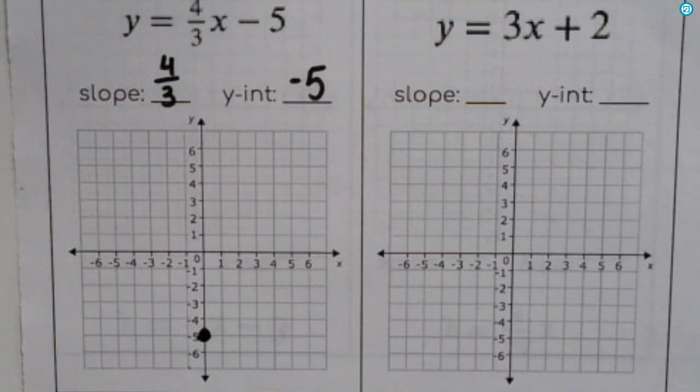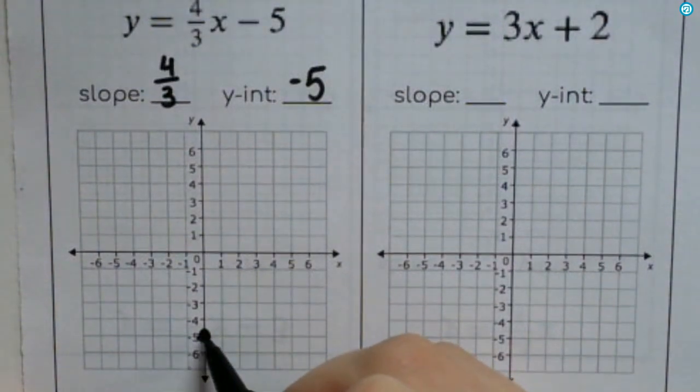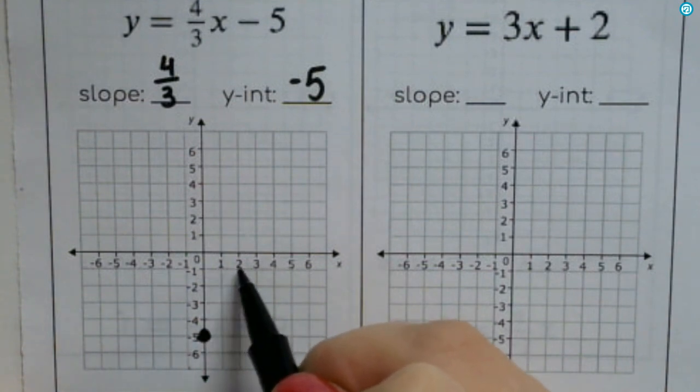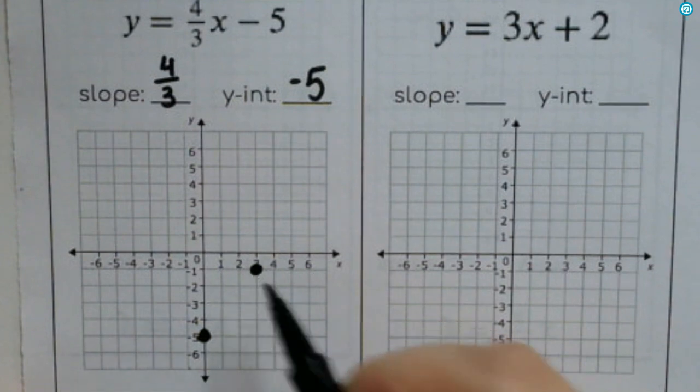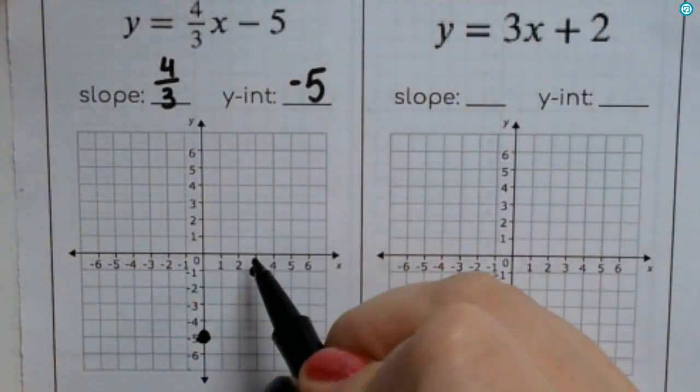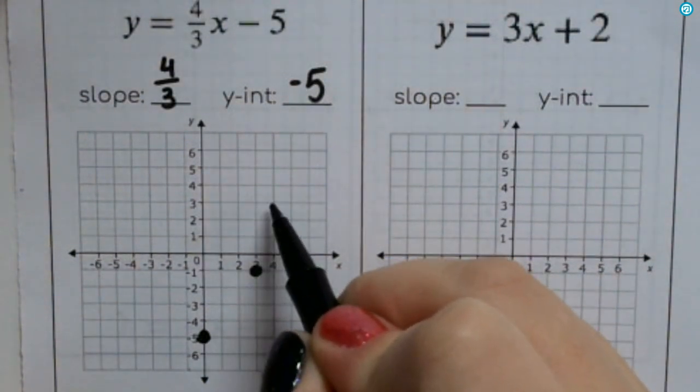And then my slope is 4/3. That means my rise is 4, my run is 3. So from this point, I go up 4, 1, 2, 3, 4, and to the right, 1, 2, 3. And I put another dot. Then I am going to repeat that. I'm going to go up 1, 2, 3, 4, to the right, 1, 2, 3.